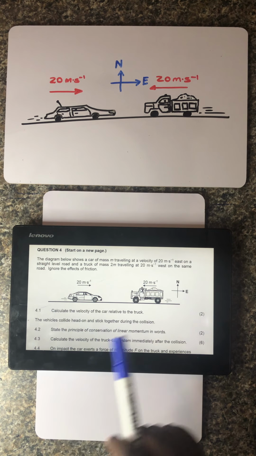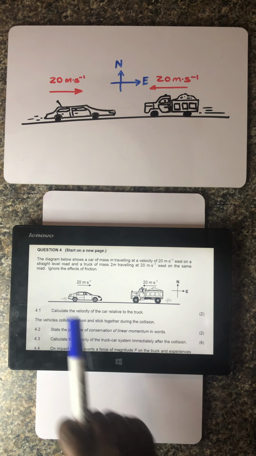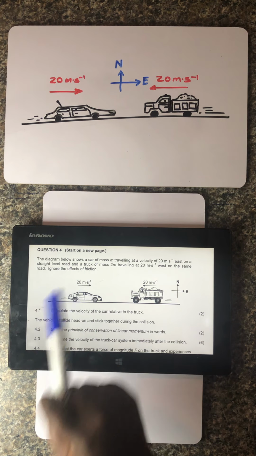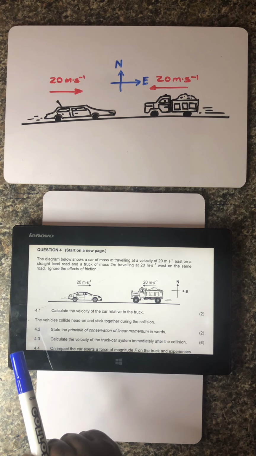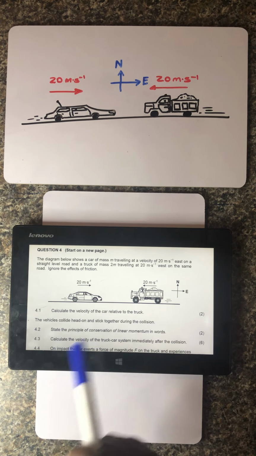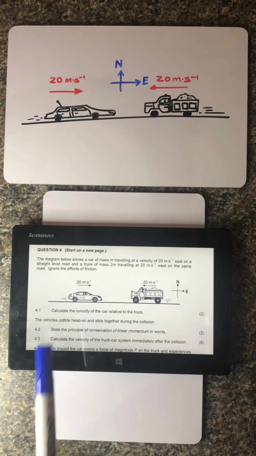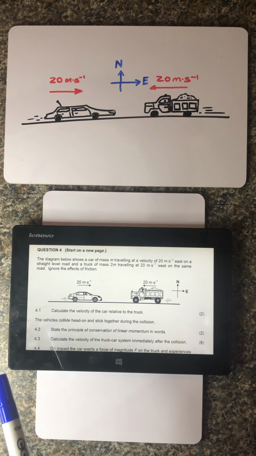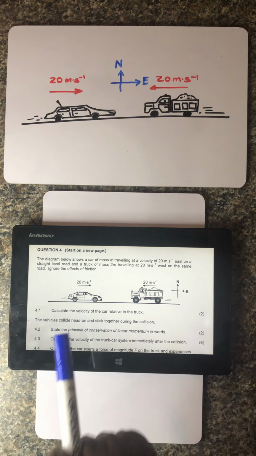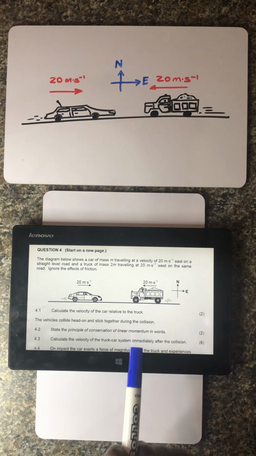From the given statement, you just need to notice that you've got a car and a truck. Very, very much importantly, this is a car and this is a truck. So when you continue with your calculations, bear in mind that they refer to this as a car and this as a truck. In which direction is the car moving? In which direction is the truck moving?